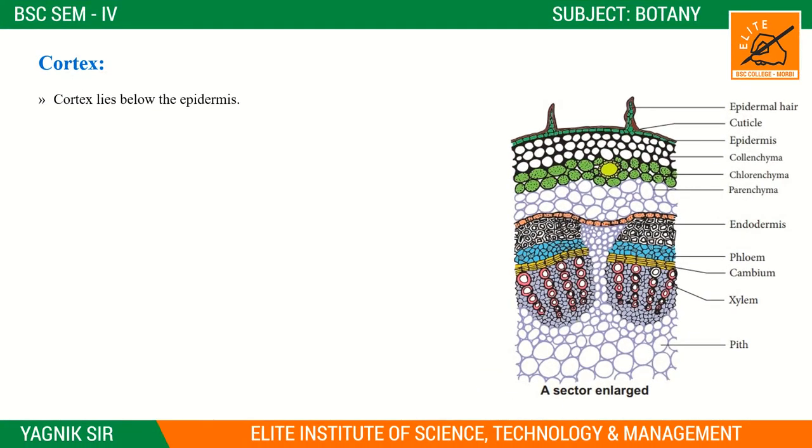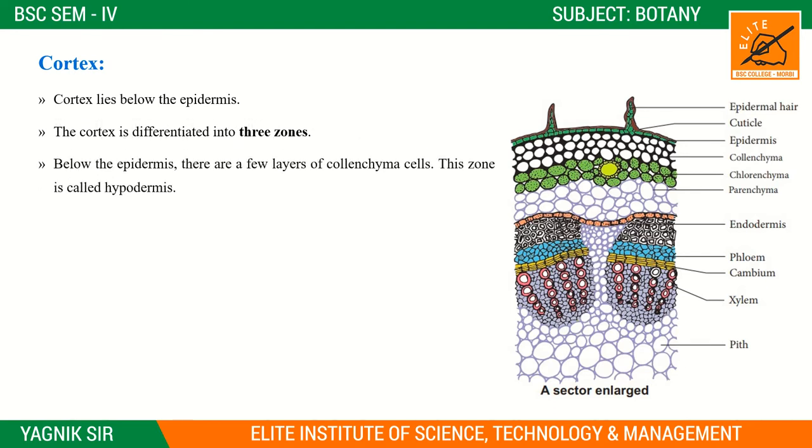The next region is the cortex region, and in this case it is a very broad region in the internal structure, right? The cortex lies below the epidermis, and the cortex is differentiated into three regions, right? Below the epidermis there are a few layers of collenchyma cells, and this zone is called the hypodermis.